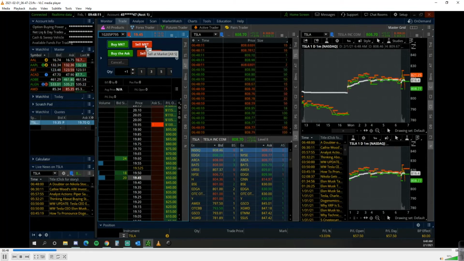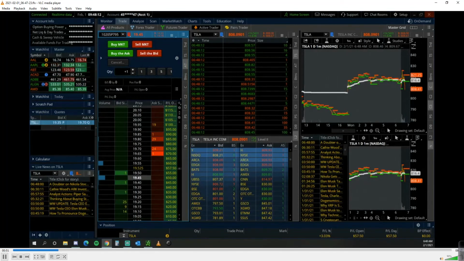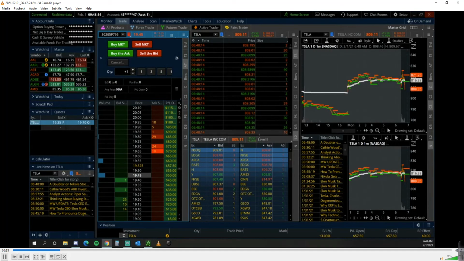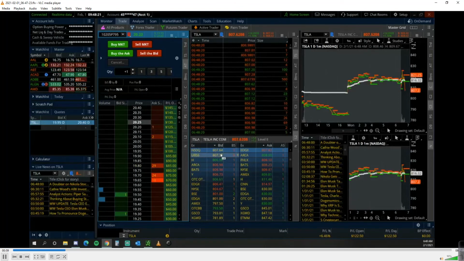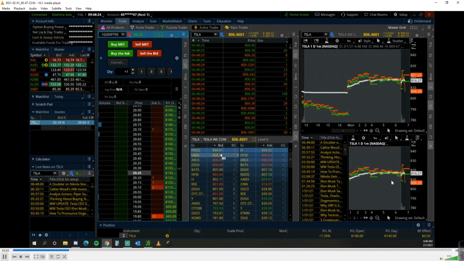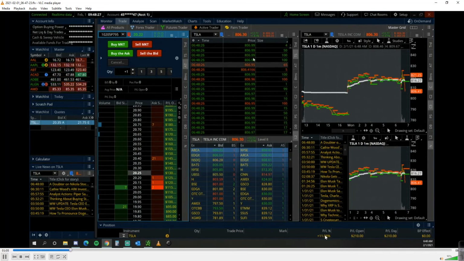808.09. My mental stop loss would be 809.50 or 810. I didn't want to lose too much on the trade. If it hits my stop loss, I'm out. I'm okay with it. But let's see how we do. So we're holding up pretty strong. We're coming down here. We're about 7% in, 11%.